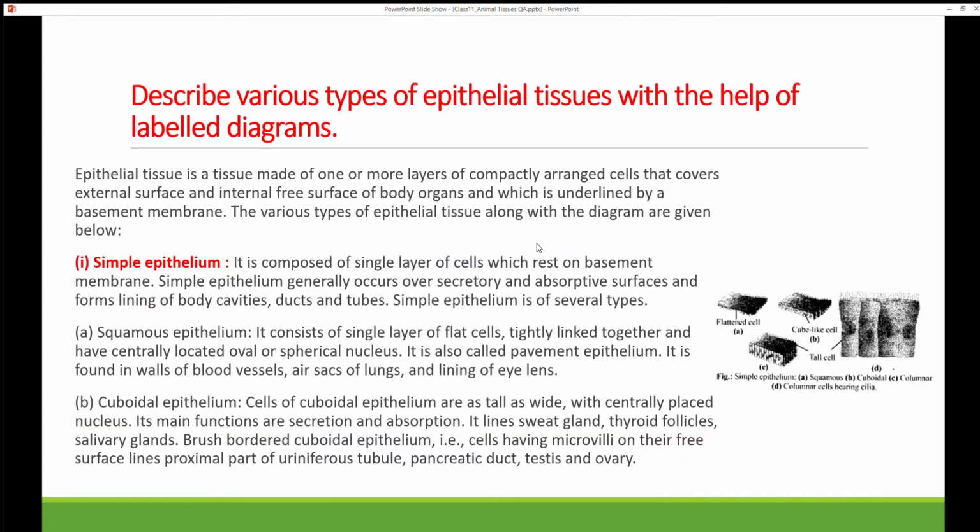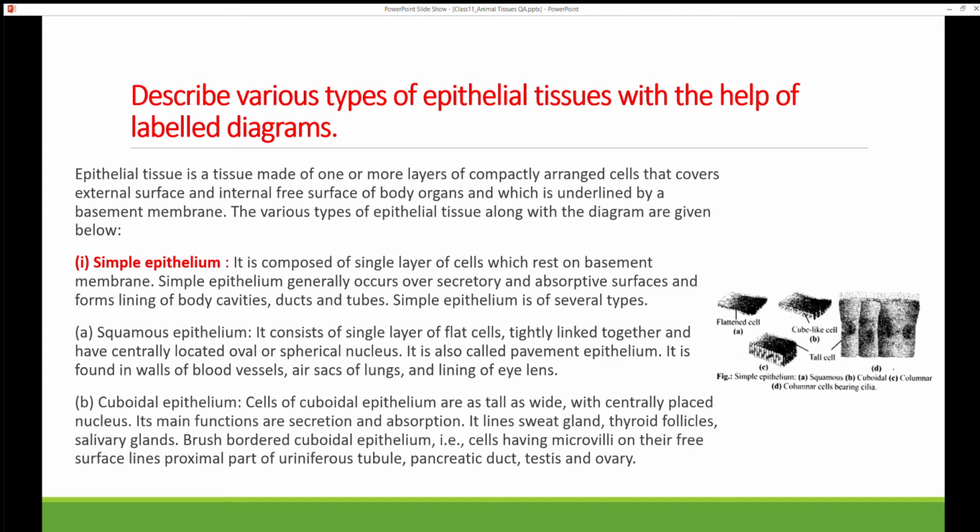Here, describe various types of epithelial tissue with the help of labeled diagrams. Observe the diagrams also, then you can extend that. See the diagram. Epithelial tissue is a tissue made of one or more layers of compactly arranged cells that generally covers the external surface and the body organs, underlined by a basement membrane.